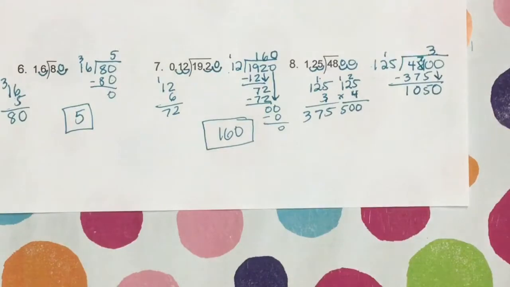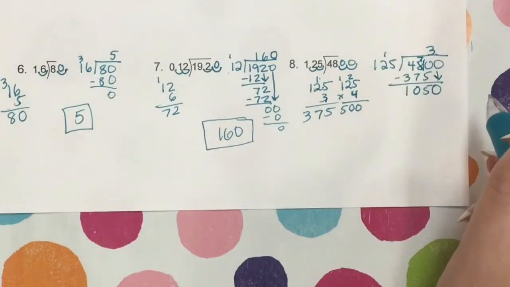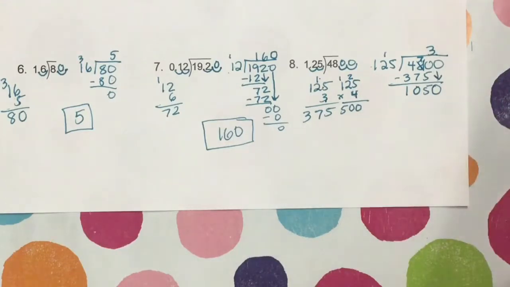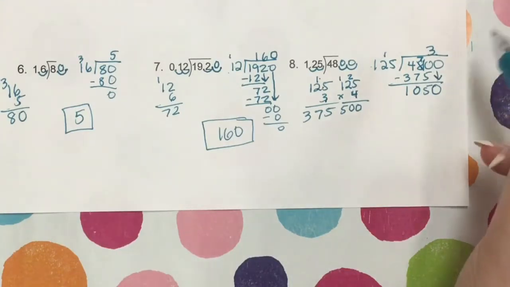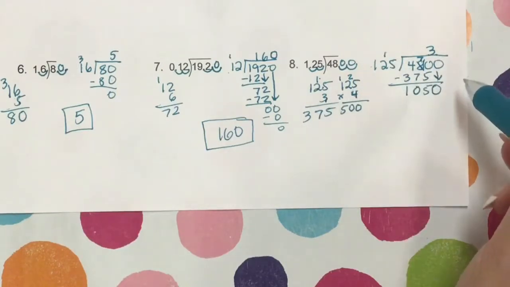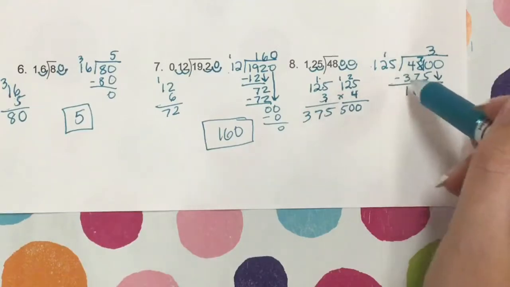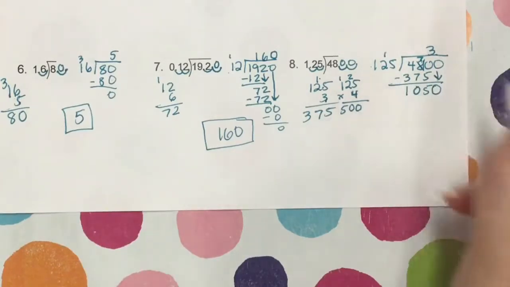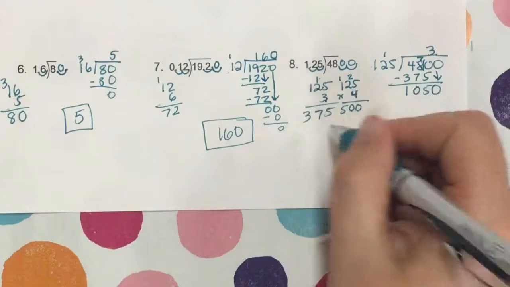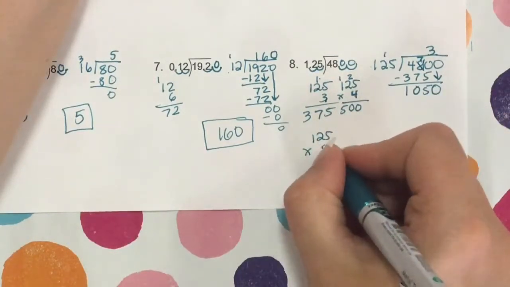Oh, man. 1,050. How many times does 125 go into that? I really don't know. It's going to be a lot. My guess would be like 9 or 8. I think I'll try 8. So let's try that. Let's go 125 times 8.